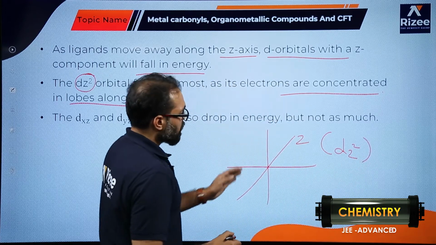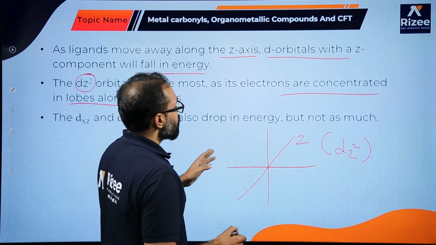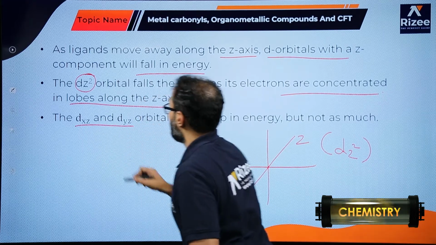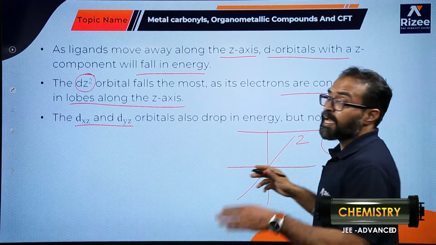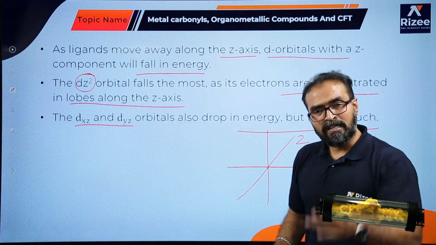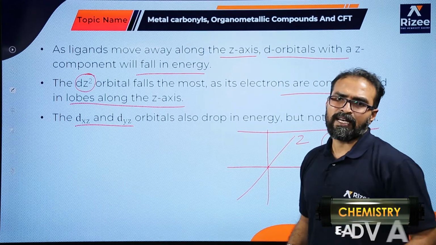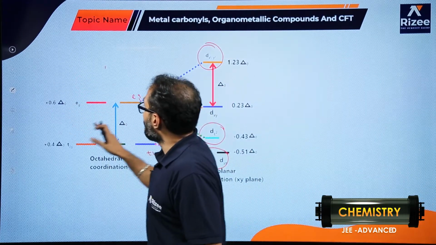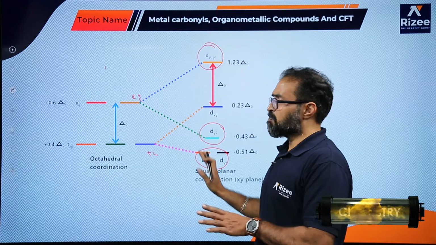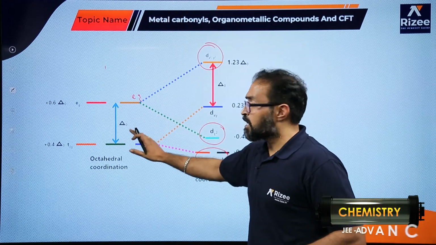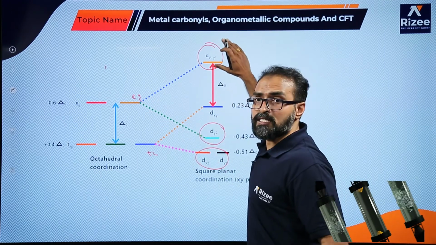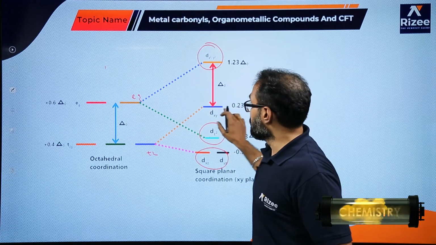Along with that, we have dxz and dyz. They have orientation between the axes, but they have a z component. Now see this, the dxz and dyz orbitals also drop in energy, but not as much as dz square. Why? Dz square moves directly along the axis, whereas dxz and dyz have orientation between the axes. That's why. Now this is the crystal field splitting for the square planar complex. Easily you can remember this. We just have to keep it in mind. First, take the octahedral splitting. From octahedral to square planar, we have to go. This has the highest energy, this has the lowest energy, and this is dxy.